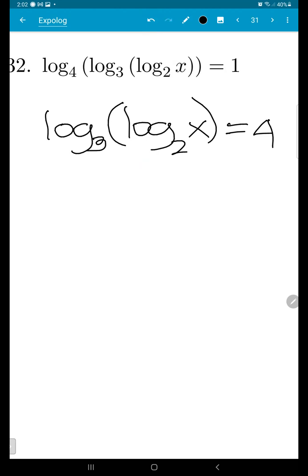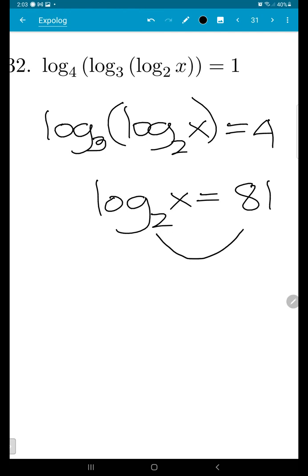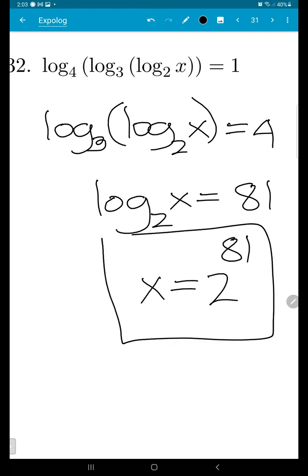Then we repeat. We convert again to exponential. 3 to the 4 equals this: log x base 2 equals 3 to the 4. And 3 to the 4 is 81. And one more time, we write in exponential form: 2 to the 81 equals x. Or equivalently, x equals 2 to the 81. And that's your answer there.